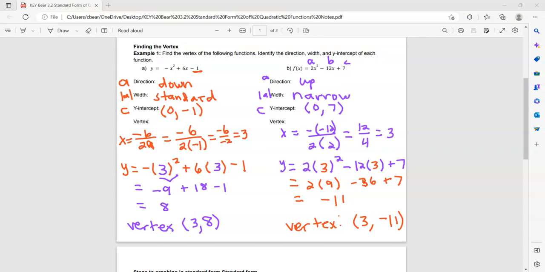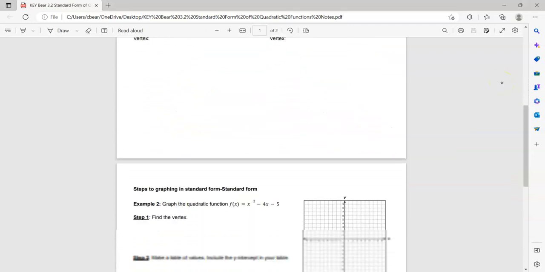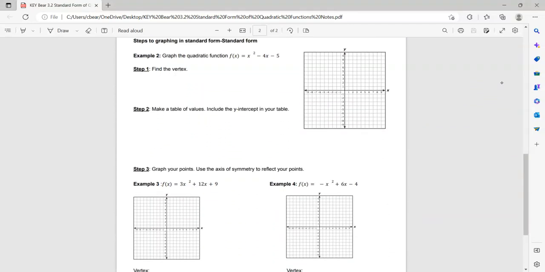And now on the back side of our notes, we are going to actually graph some quadratics. Okay, so now to graph a quadratic, we just basically have to put all of this together. So first we find the vertex. For my vertex, I'm going to have negative 4 over 2 times the A value, which is just 1. So that's going to be 4 divided by 2, which is 2.